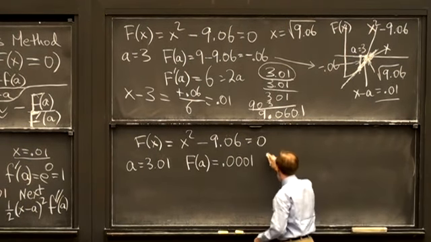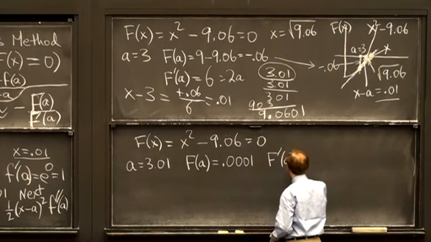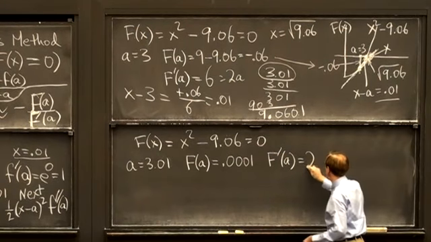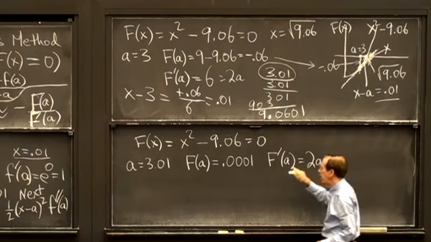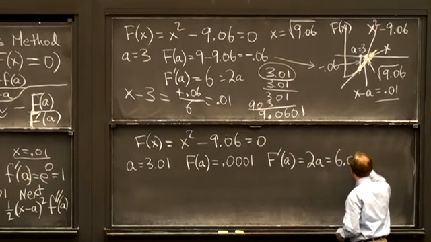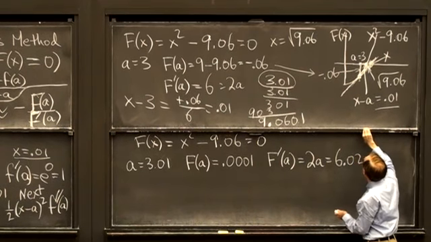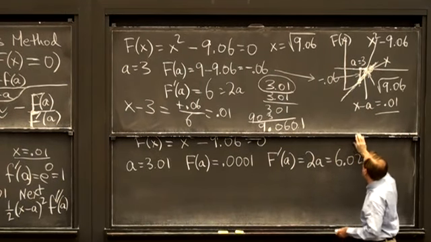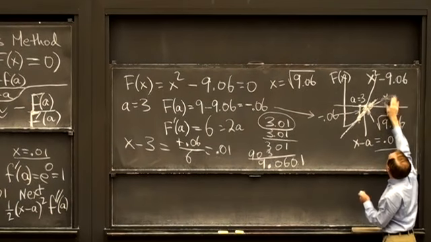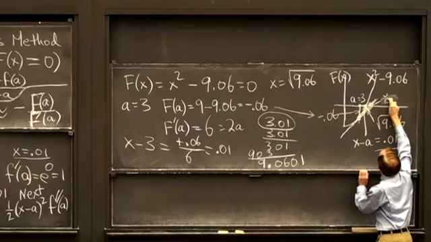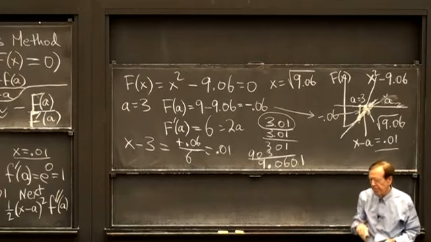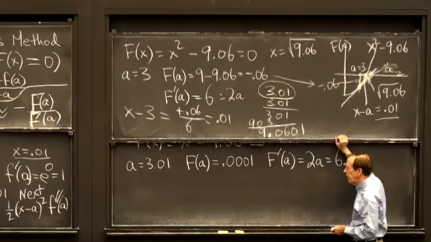Okay, and what's f prime of a? Take the derivative 2x. At the point a, it's 2a. And a is now 3.01. So the slope is 6.02. You see what I'm doing. I'm just moving over to this point, which has become now the a in the second try, a in the second cycle of Newton's method. This is how Newton's method really is used.